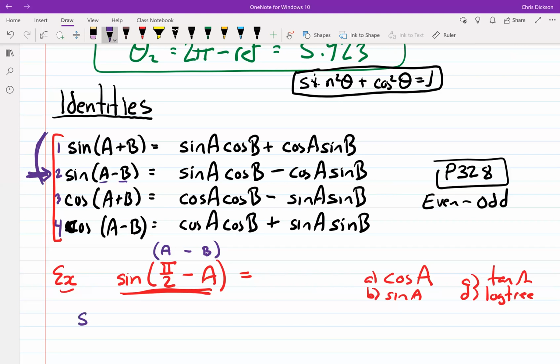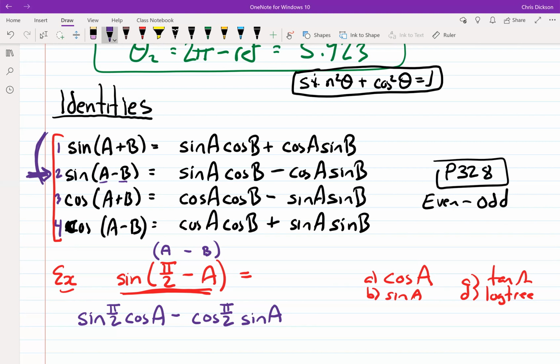So I go sine a cos b. So sine pi over 2 cos a minus cos pi over 2 sine of a. Probably should have picked a different letter, but oh well. Okay, so here we go. So we got sine pi over 2 cos a minus cos pi over 2 sine of a.